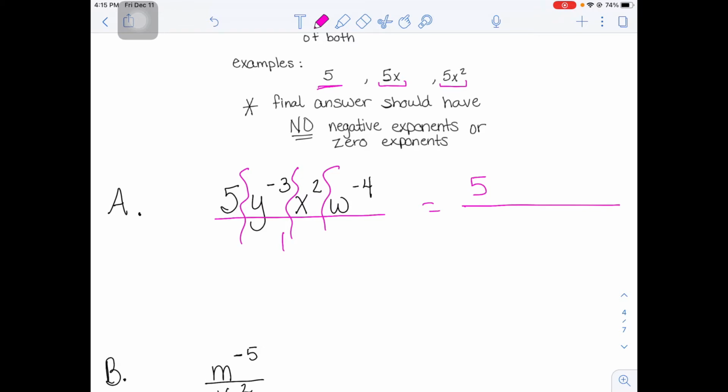Y to the negative 3, however, is up here and it has a negative. We can't have a negative. There's nothing else to combine it with, so we're going to move y cubed to the bottom, and when we do that, he becomes happy. So you ask yourself, can they stay or do they need to go? So x squared, positive 2, happy, he can stay. W to the negative 4, not happy, so he has to go to the bottom. Okay, so this would be our simplified answer. We don't have any negative exponents and we have no exponents of 0.